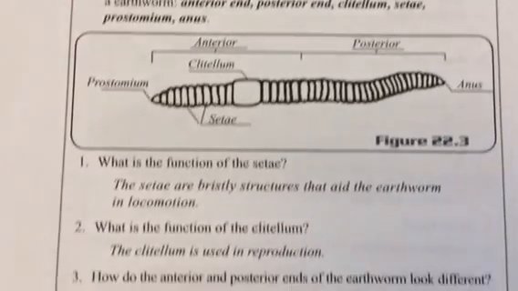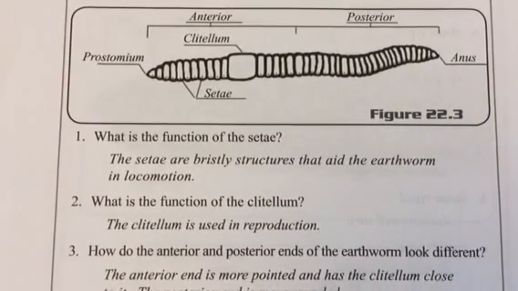Number two, what is the function of the setae? Those are the bristle structures that help the earthworm with movement. And what it says in the answer key is the setae are bristly structures that aid the earthworm in locomotion.